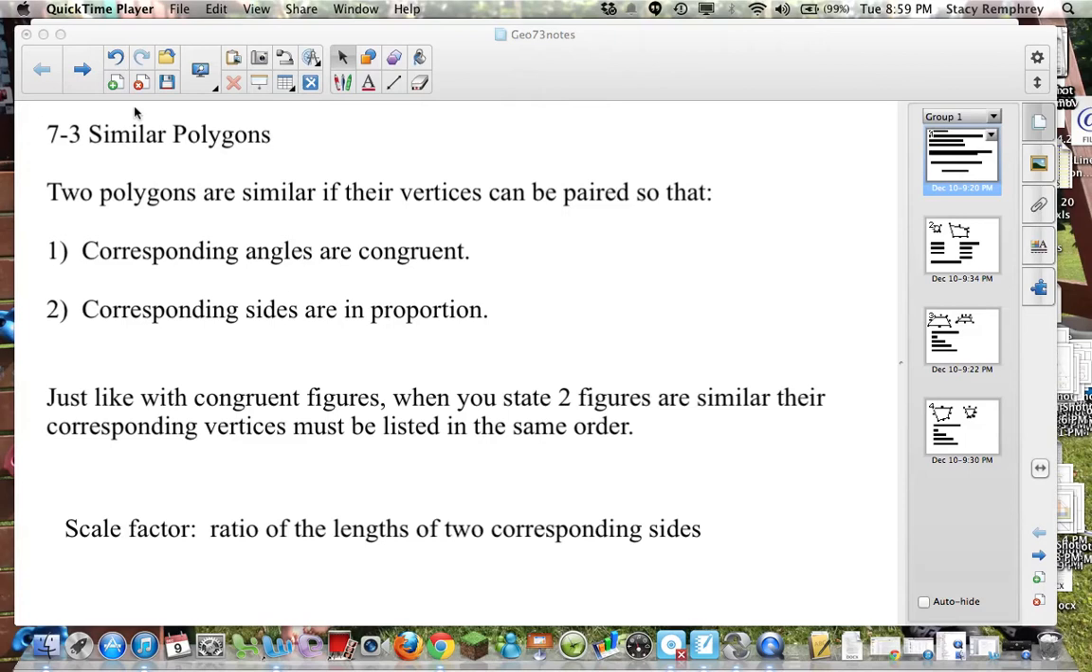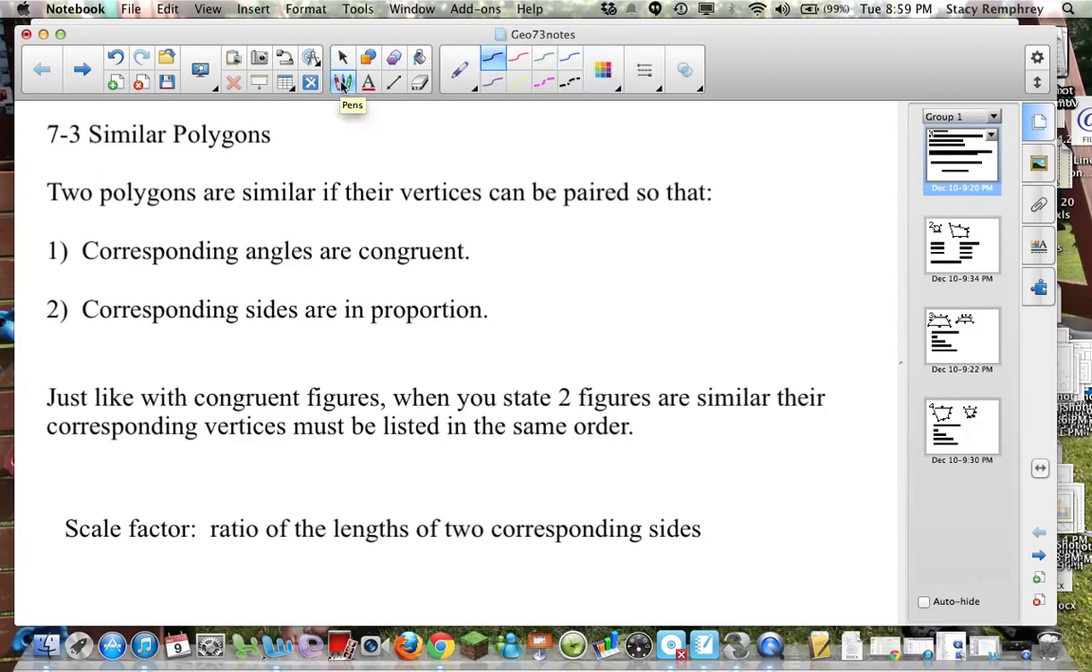In order for two polygons to be similar, they must meet two conditions. The corresponding angles must all be congruent, which is here, and the corresponding sides are in proportion. And that means that they all reduce back to the same exact ratio.